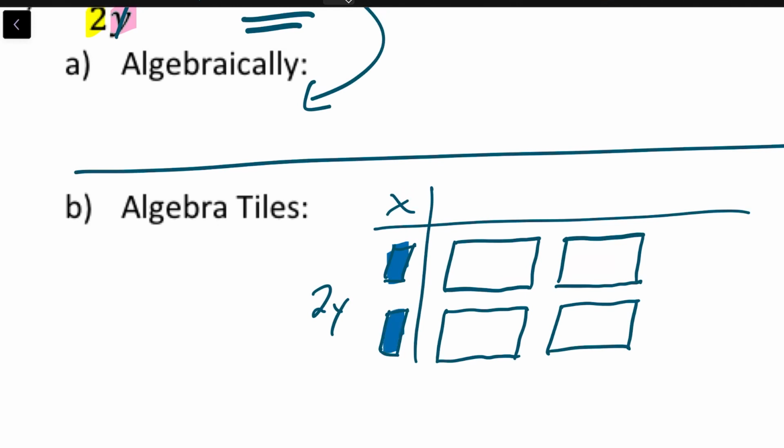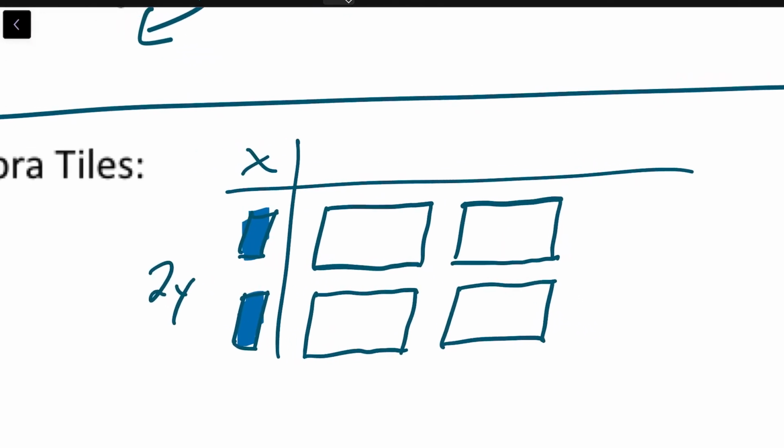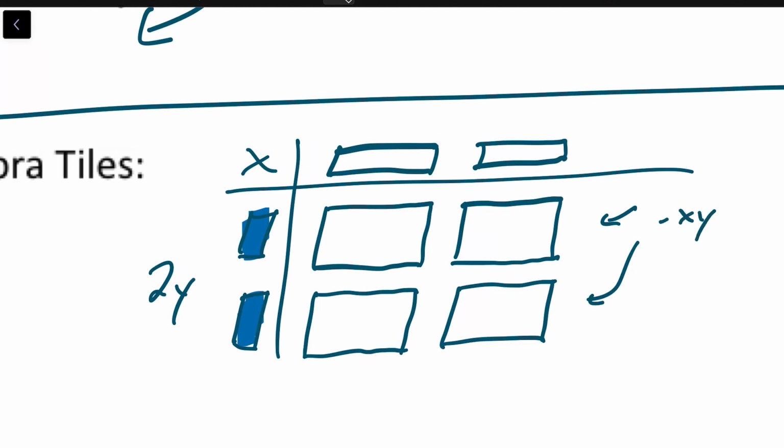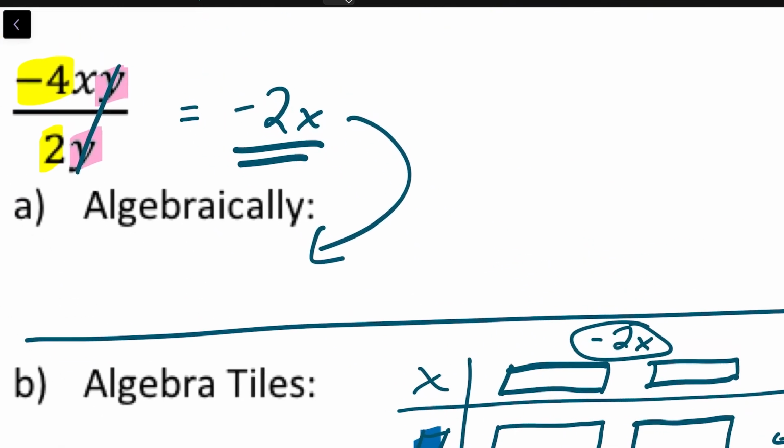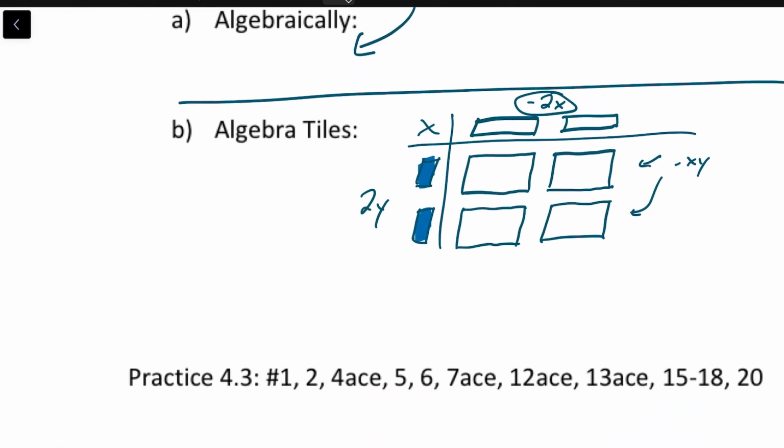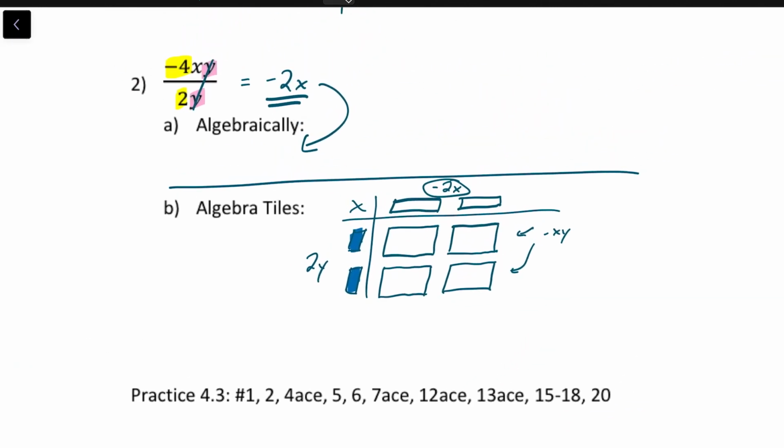Okay, now what would I get on the top here? It would be 2 x tiles, x length tiles. Okay, and because my inside tiles here are negative xy tiles, these 2 tiles are also negative, so I don't shade them in, and I have 2 of them, so that gives me negative 2x, and that is my answer, and that was my answer when I did it algebraically. All right, so that's that algebra tile visualization.